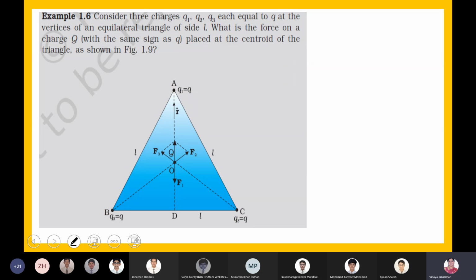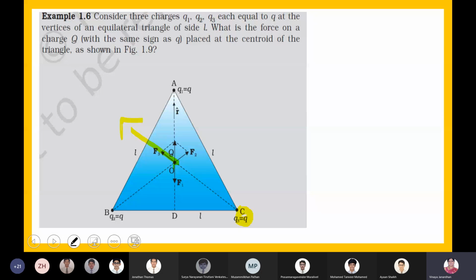Can you visualize? Okay, now look at this once again. You have a charge Q placed at the centroid. Now, capital Q is positive. Q3 is also positive. So what happens? Q3 will exert a force on Q, so it will experience a force of repulsion. Boys, I'm talking about this.